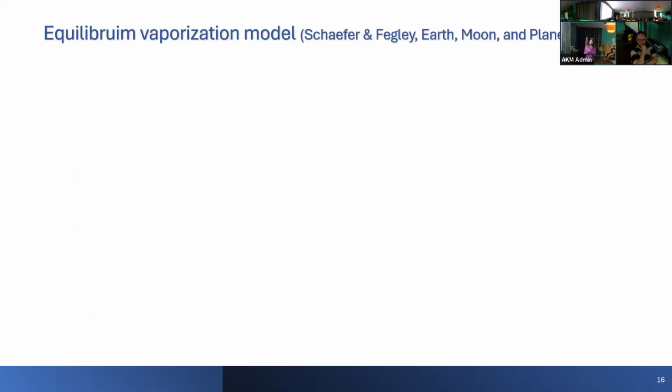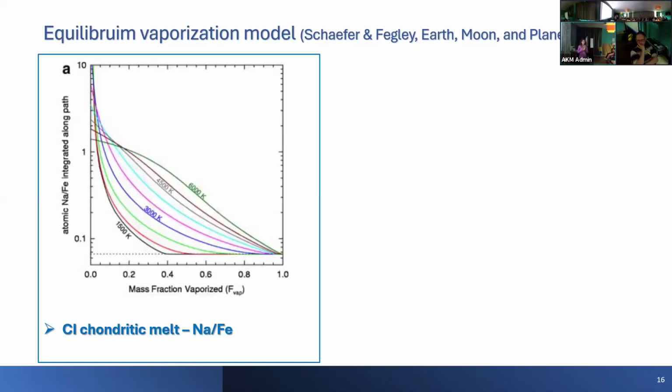And then we also found one relevant study by Schaefer and Fegley, who modeled equilibrium vaporization for two types of meteoritic material, for CI chondrite and for eucrite, using some magma model. So let's have a look only for chondritic melt. Here on the x-axis, we have the fraction of the melt that has vaporized. And on the y-axis, we have abundance of sodium relative to iron for different temperatures.